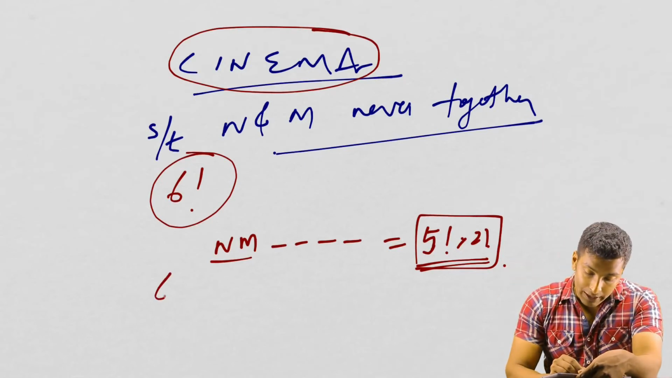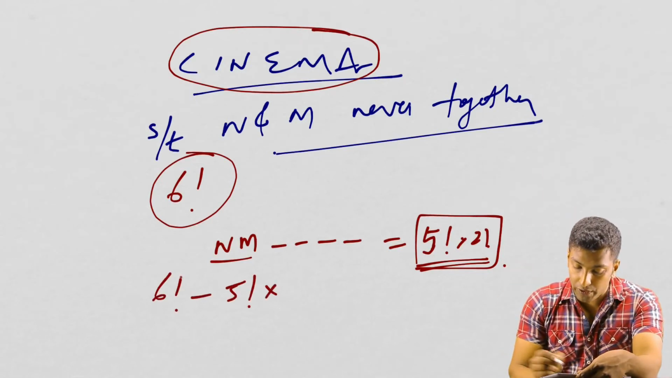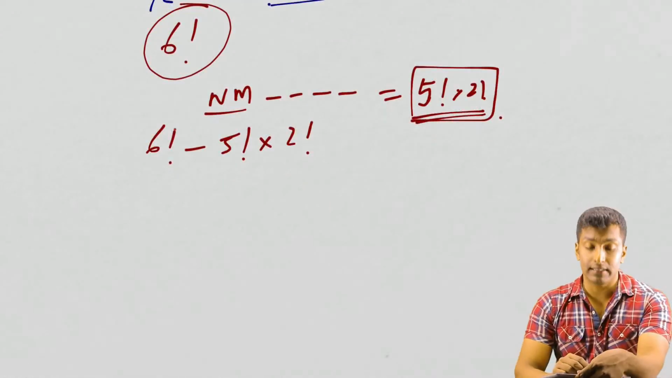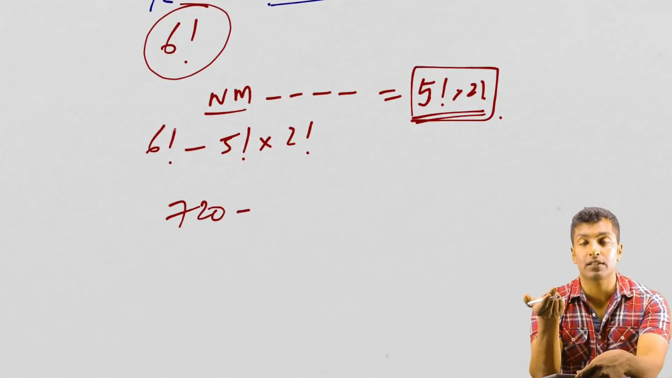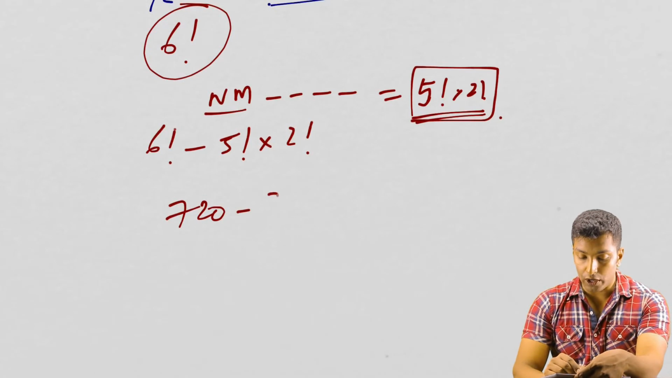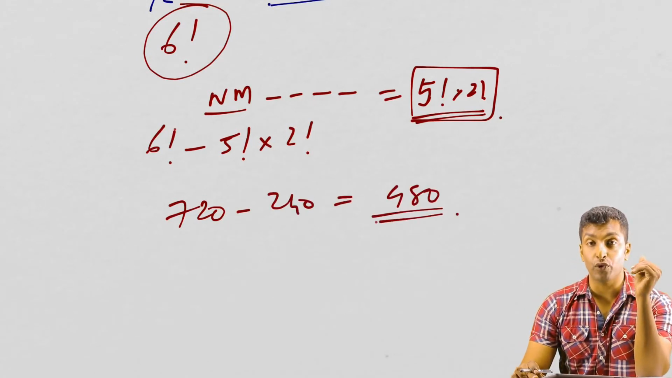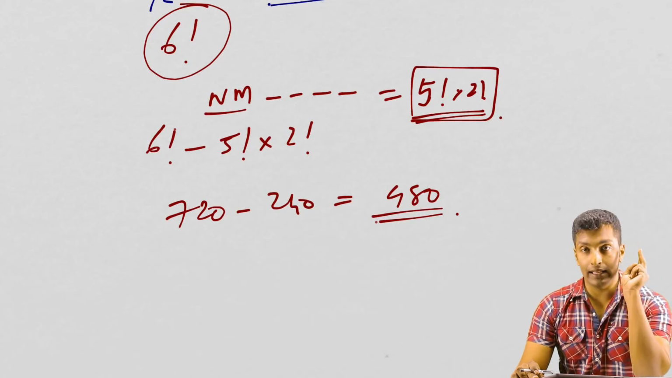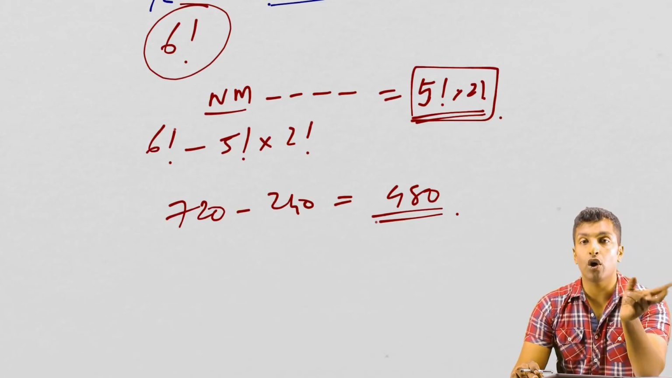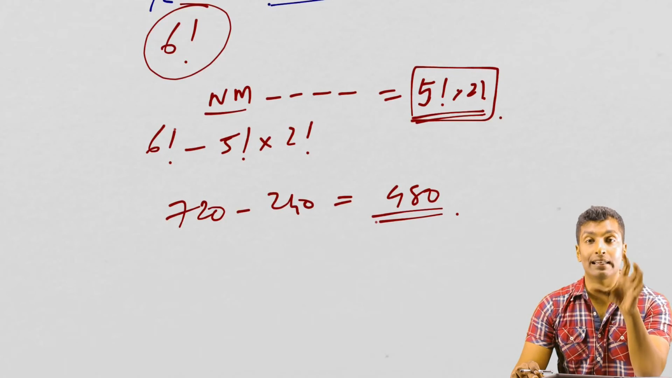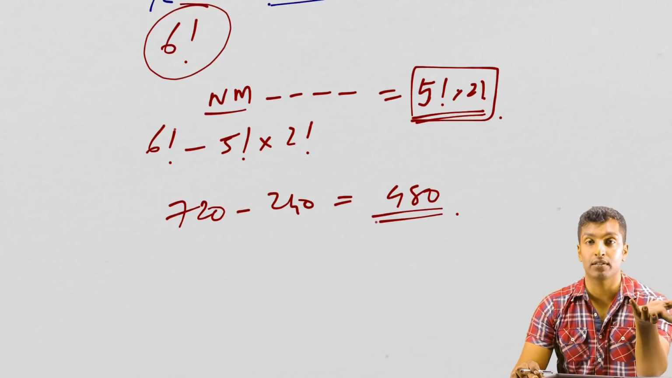So the answer is 6 factorial minus 5 factorial into 2 factorial. What is that? 6 factorial is 720 minus 5 factorial is 120 into 2, that is 240, which is equal to 480. So M and N are never together in 480 ways. And these are the 2 possibilities. Either 240 ways they are together or 480 ways they are not together, and that many words are there. That is 720 words. Okay.